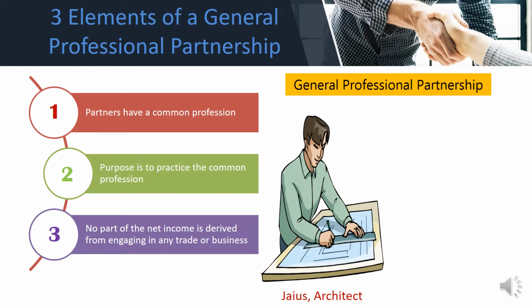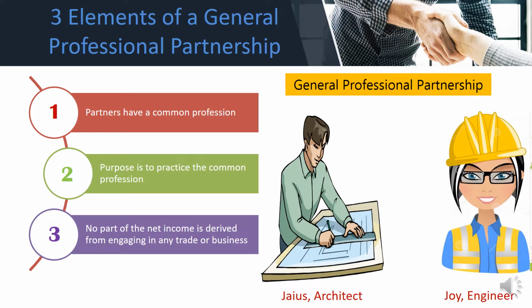Let's have another one. Let's say Jayus is an architect and Joy is an engineer and they want to build buildings. They want to practice their professions. What kind of partnership will they form? Will it be considered a general professional partnership? In this case, it cannot be considered a general professional partnership because again, both the partners do not have the common profession. Okay? In order for it to be considered a general professional partnership, both partners must have the common profession.